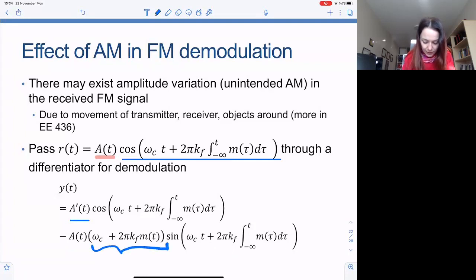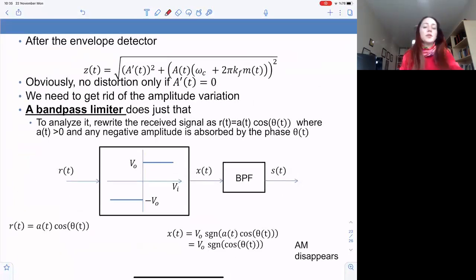So this is what we would normally be feeding into the envelope detector, but there is this time varying signal multiplying it here, and that is amplitude modulation. So this A of t is going to create a problem if we don't take care of it. Somehow, if A of t was arranged such that its derivative was 0, we wouldn't have any distortion. So how do we get rid of the amplitude variation?